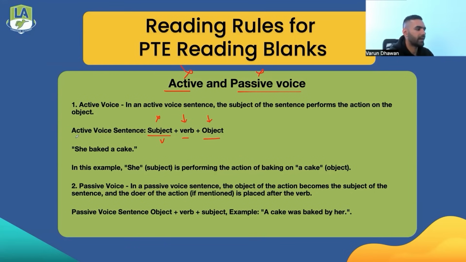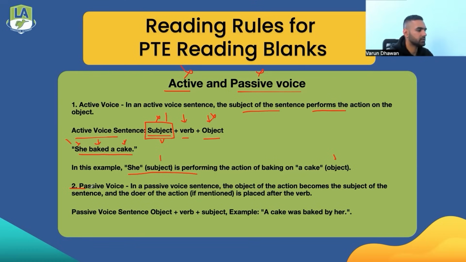Normally, sentences are in active voice. What is active voice? When the subject of the sentence performs the action on the object. When the subject comes first and the object on which the action is performed comes afterwards, that is active voice. For example, she baked a cake. She is the subject, baking over here is the verb, and cake is object. So subject came first and object came afterwards. In this sentence, she is performing the action of baking a cake, means she is the subject and cake is the object. So whenever in a sentence, the person who is performing something, doing something, comes first, that is active voice.